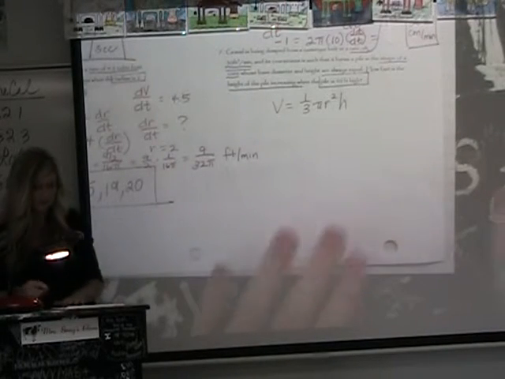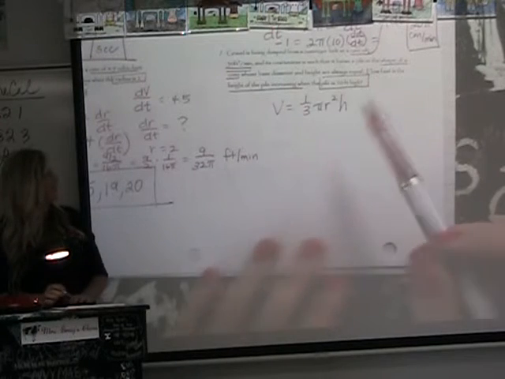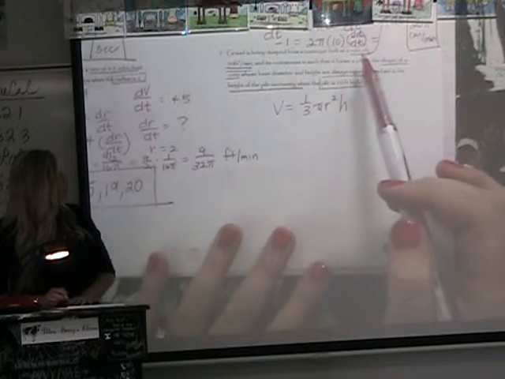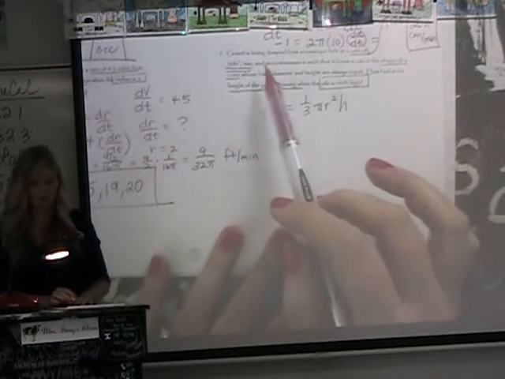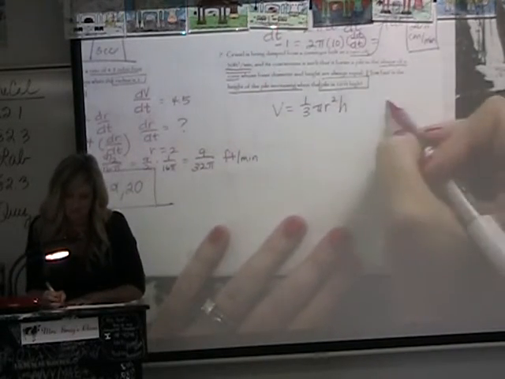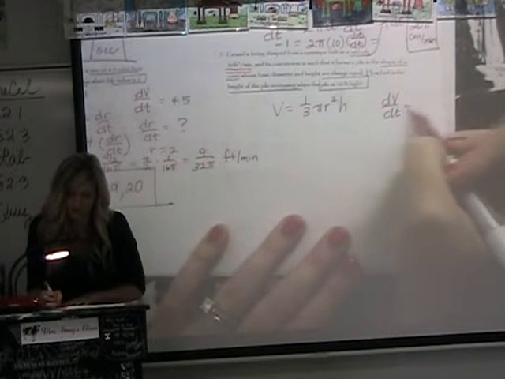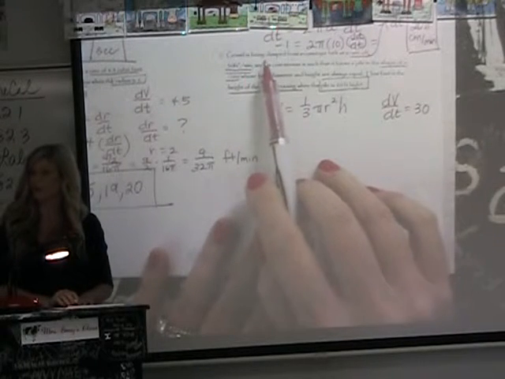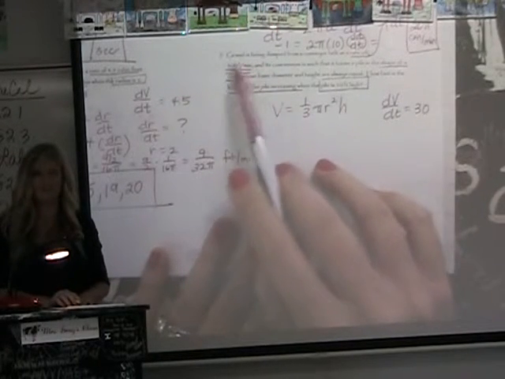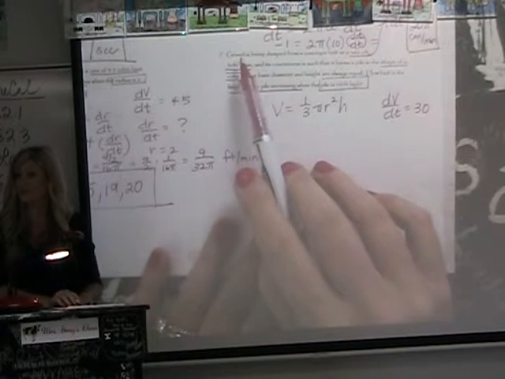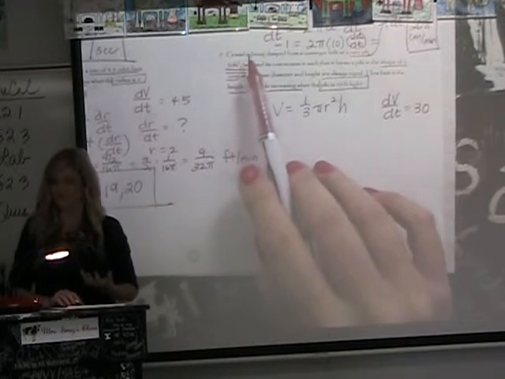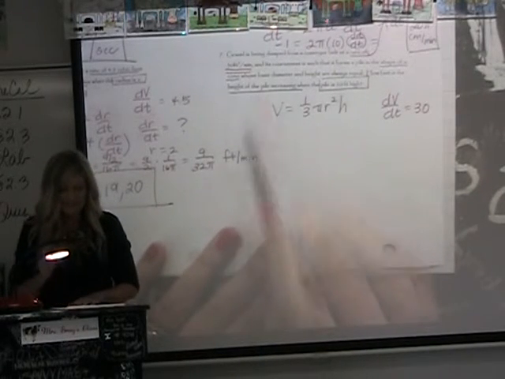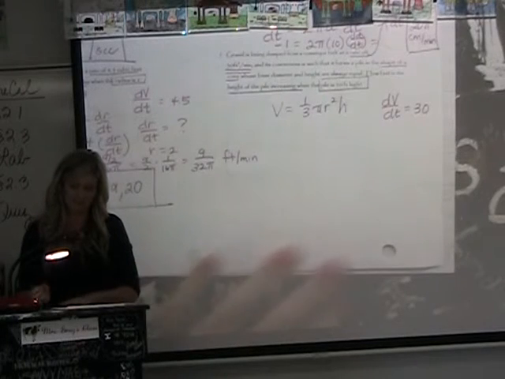So now let's change our sentences to math symbols. Again, the first thing it tells us is that it's being dumped at a rate of 30 feet cubed per minute. So dv by dt equals 30, good. And a clue, even though it doesn't say the volume is increasing, a clue is if you look at the units of measure, feet cubed per minute would imply it's dv by dt. And it says, what else? How fast is the height of the pile increasing?